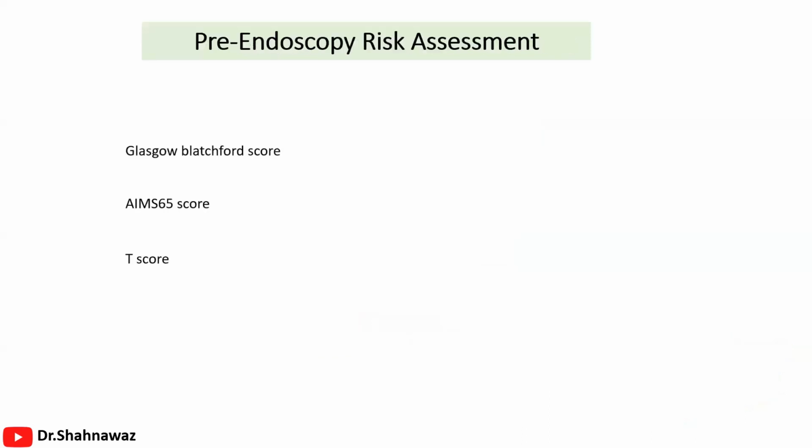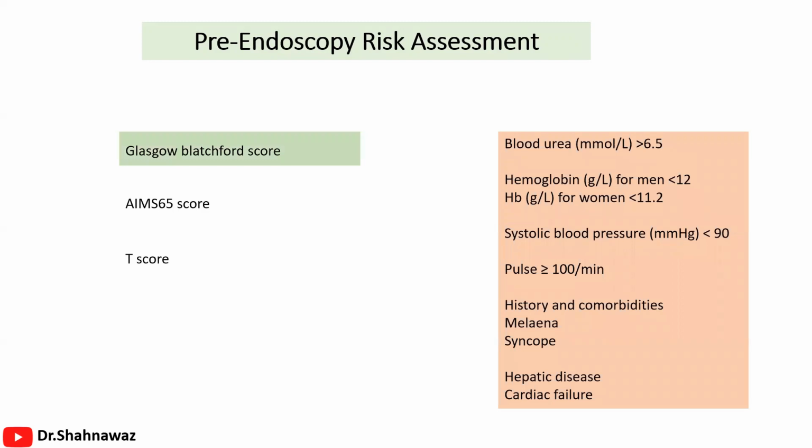Well, if we don't suspect any variceal hemorrhage in the patient, we do the pre-endoscopy risk assessment with different score scales, like the Glasgow-Blatchford score. We use blood urea; if the blood urea is more than 6.5, we can score them. If the hemoglobin is less than 12 in men and less than 11.2 in women, then we do the blood transfusion. We should see that the systolic blood pressure should not be less than 90. If it is less than 90, then the patient is unstable.